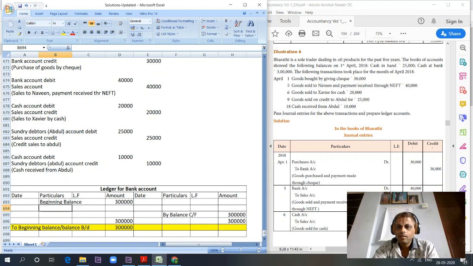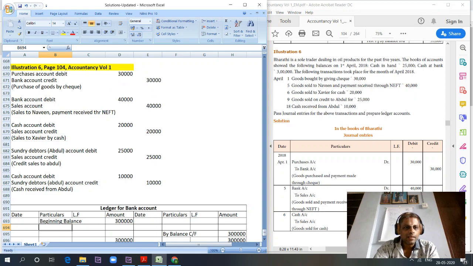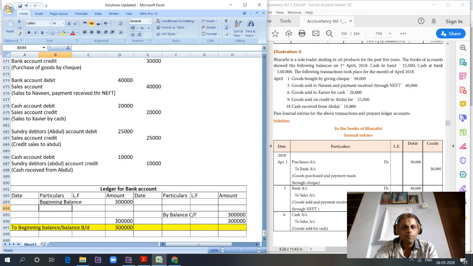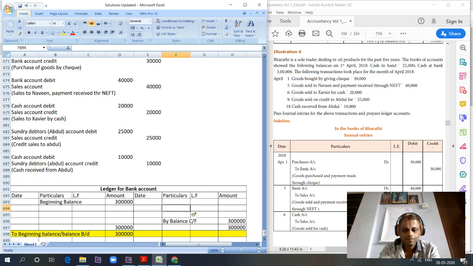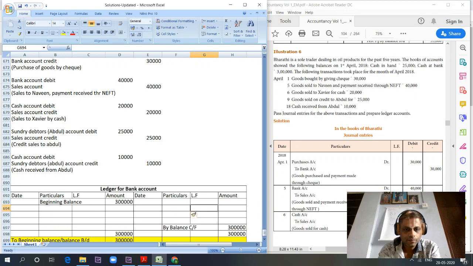Then what transactions do we have in bank? Purchase of goods by check. So bank account, by purchases 30,000. Then the next transaction is bank account to sales account. Sales, payment received through NEFT, to sales 40,000.